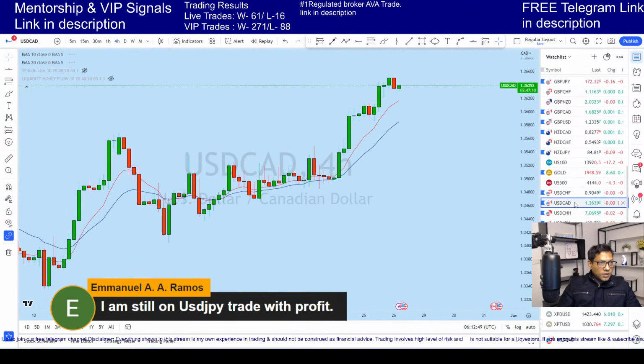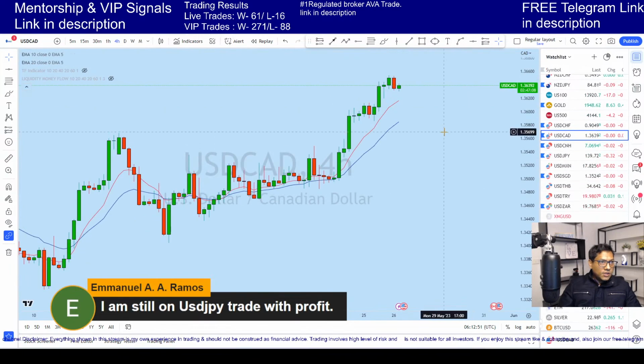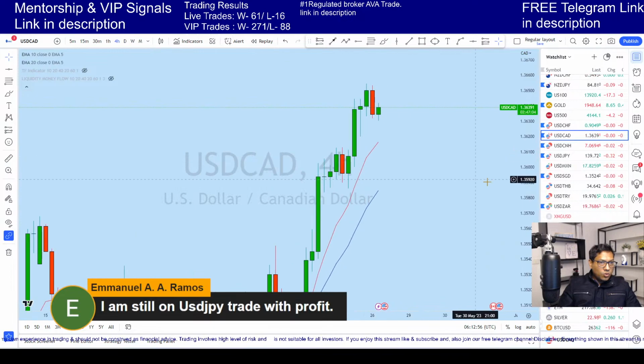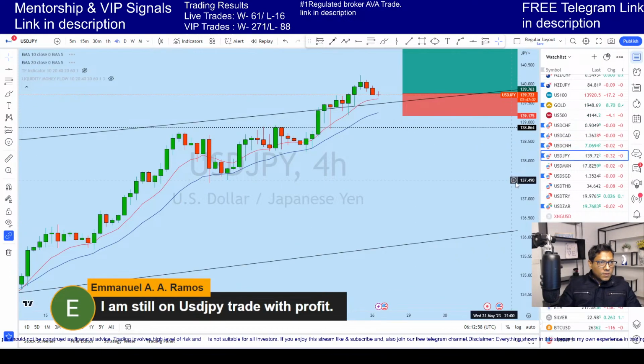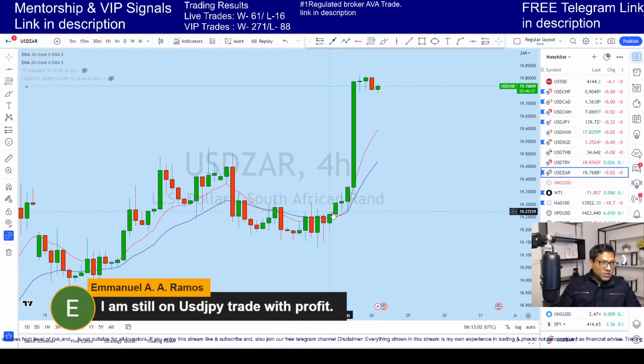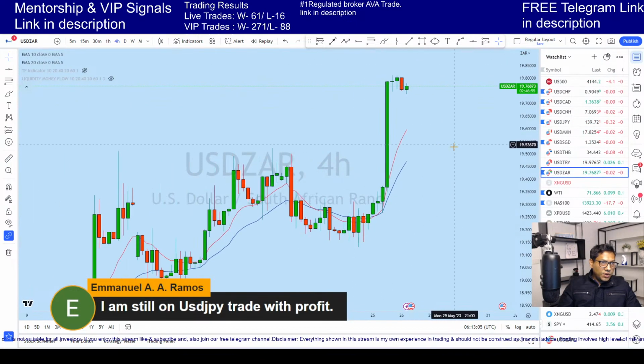Okay, looking at dollar CAD, as you can see from that zone that we discussed, there is a significant movement towards the upside, and we see the dollar was bullish. USD ZAR, you can see there is a massive breakout from that zone.